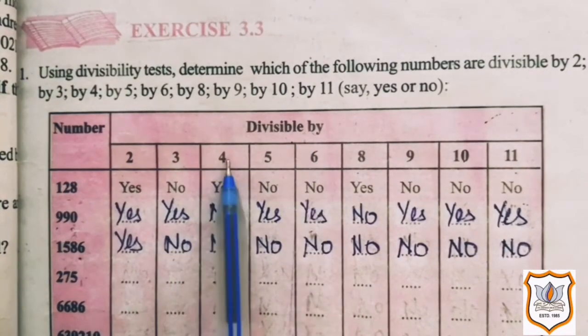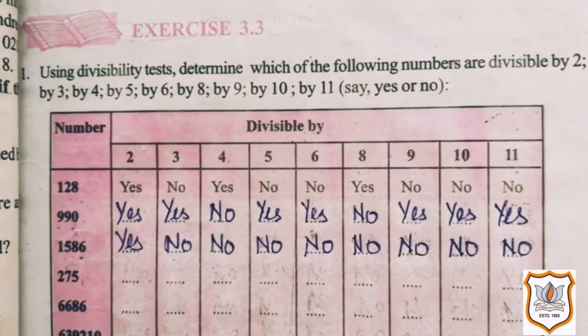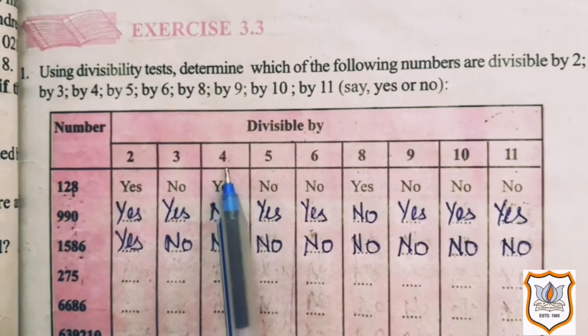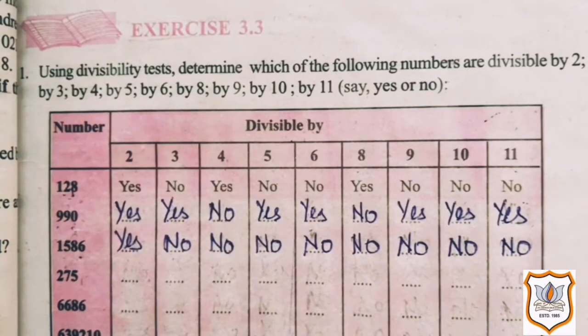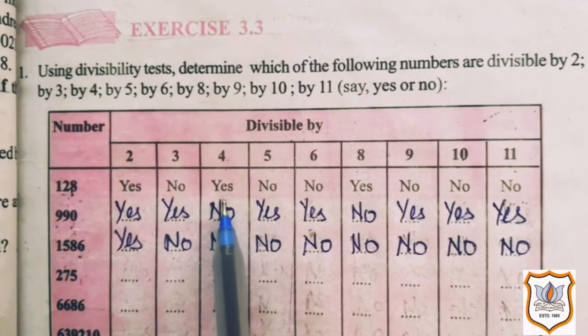Divisible by 4. According to rules, the last two digits must be divisible by 4. Here the last two digits are 28. By dividing 28 by 4, we get 0 as a remainder, as 4 sevens is 28. So the number is divisible by 4. We will write yes over here.